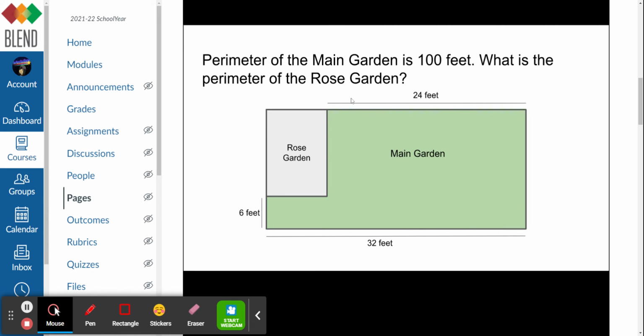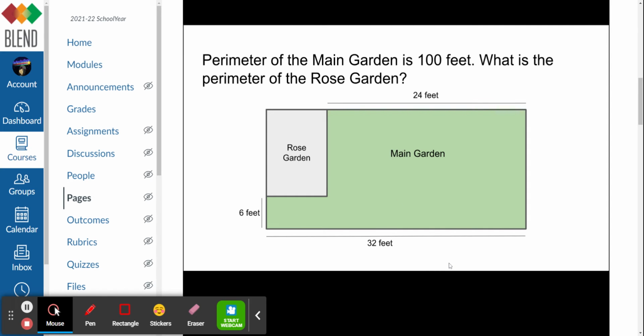All right, last one. So we need to find the perimeter of the rose garden here. The perimeter of the main garden is 100 feet. All right, so we know that this is 32 feet. We know that this is 6 feet plus something. And the main garden is 100 feet. So first off, we need to find out what the missing dimensions are.